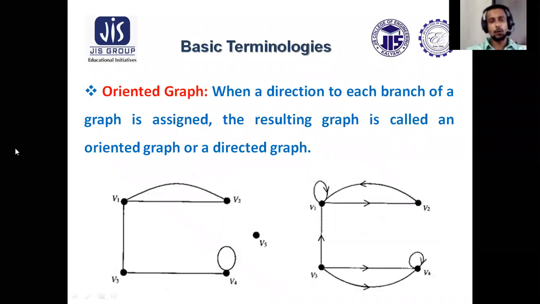Next is oriented graph. What is an oriented or directed graph? As you can see in this figure, this graph has all the branches with no direction. So the graph which has no direction on the branches is known as a non-directed or non-oriented graph. Whereas all these branches have a direction. So these are known as directed or oriented graphs. So oriented graphs should have branches with some direction.